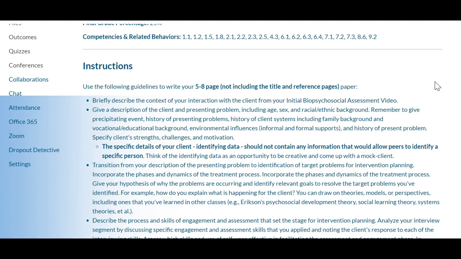Maybe give a sense of the community that it's in. Is it in an urban neighborhood? Is it rural? Is it in a suburban setting? You'll give a description of the client and presenting problem, including age, sex, racial and ethnic background. Remember to give the precipitating event, history of presenting problems, history of client systems, including family background, vocational and educational background, environmental influences, and a history of the present problem.